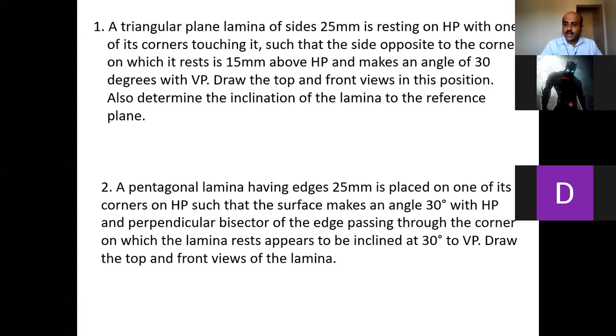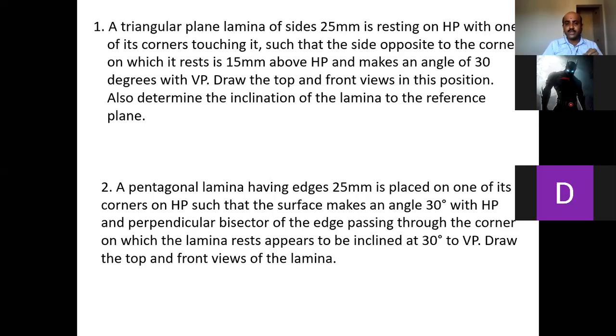So this is a typical examination problem for you. I was talking in the last few classes, when you get a question, you have to read the question in such a way that 5 points need to be clear. One is the type of lamina. In this case, it is a triangular lamina. Second, whether it is resting on HP or resting on VP. In this problem, it is resting on HP. And the third important thing is whether it is resting on a corner or side or edge. So it is resting on the corner.